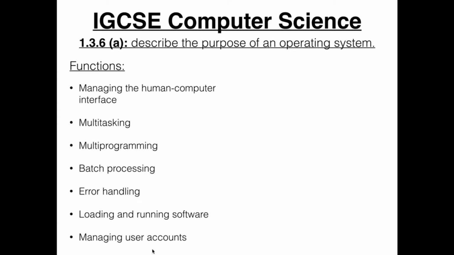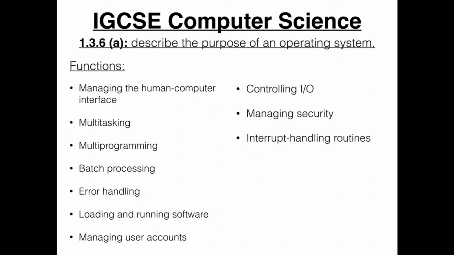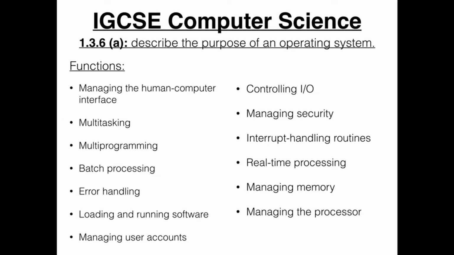So if you have a family computer that's in your living room, for example, or a computer room, then you may have your account, your parents' accounts, your grandma's account, and so on. Controlling input and output, managing security, interrupt handling routines, real-time processing, managing memory, managing the processor, and performing file functions. So if you're copying a file and pasting it, or deleting it, you get the point.